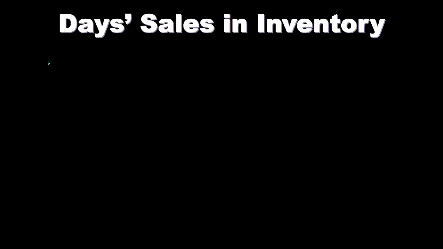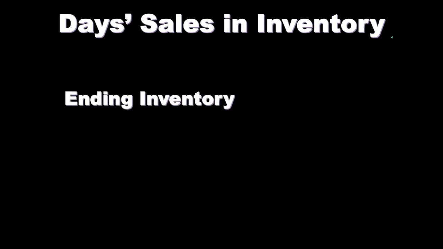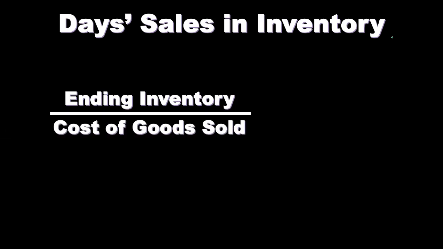We now have days sales in inventory, giving us an estimate of how long it takes for us to sell the inventory. And of course, we want to be able to sell the inventory generally sooner rather than later. That's going to be the general rule. We have the ending inventory. We're going to divide that by the cost of goods sold and once again multiply that by the number of days in a year, or 365.